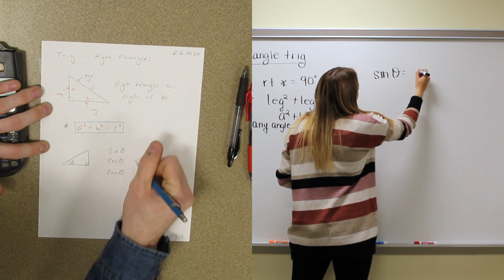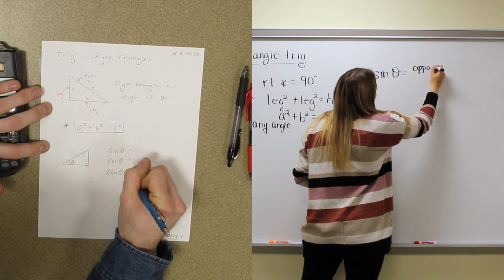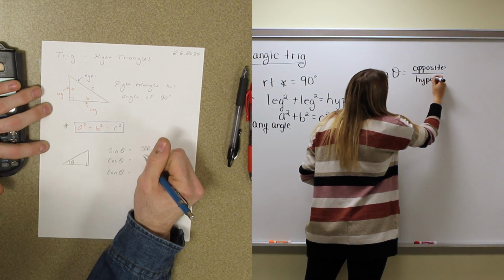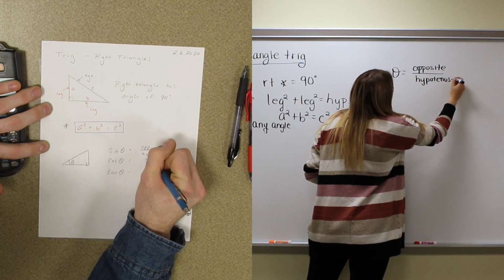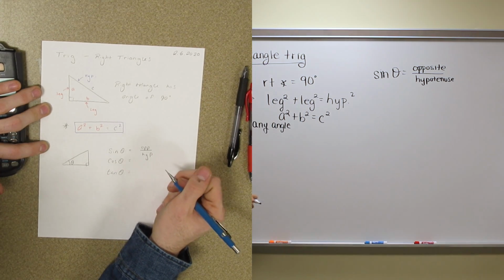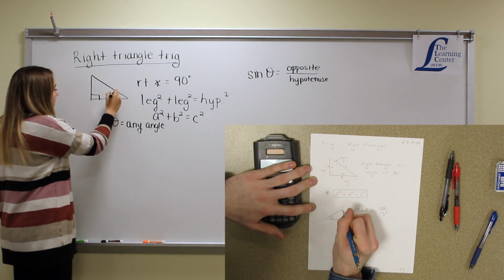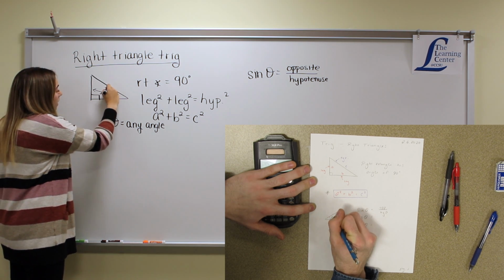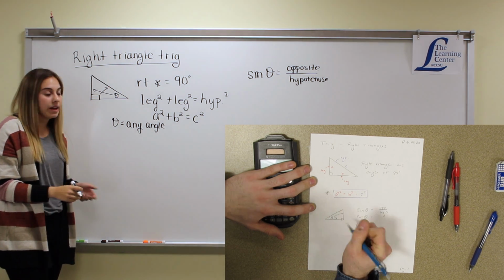Sine of an angle is equal to opposite over the hypotenuse. And by opposite, we mean the side opposite the angle theta, and the hypotenuse is always the side opposite the 90-degree angle or the right angle.